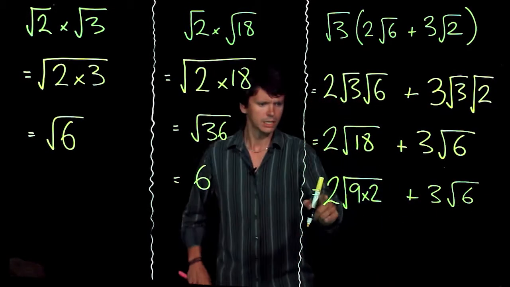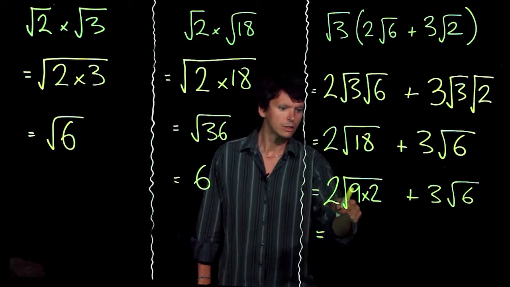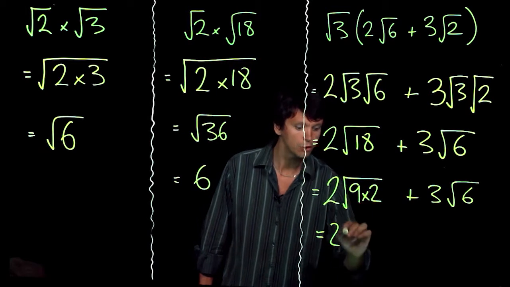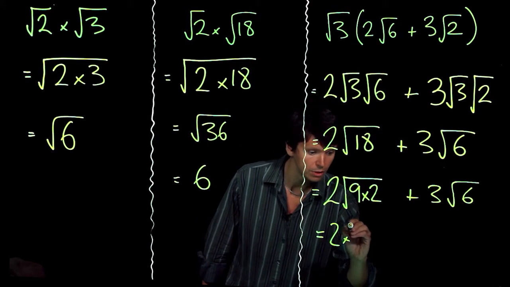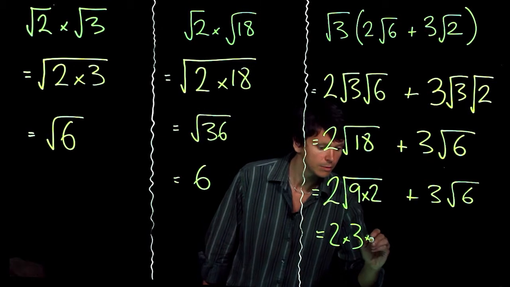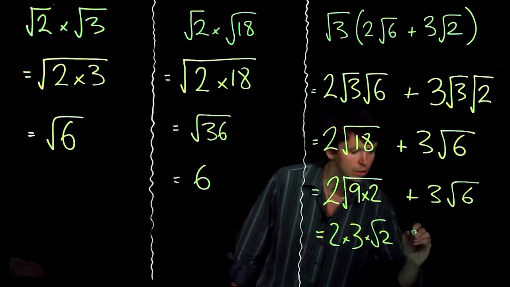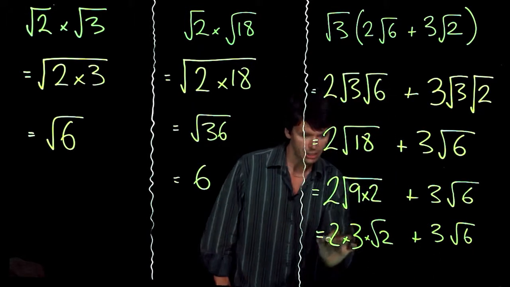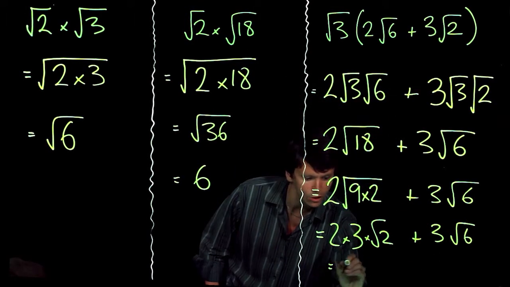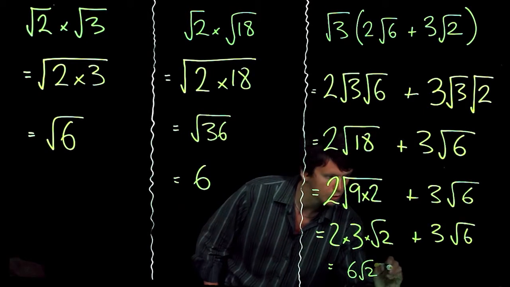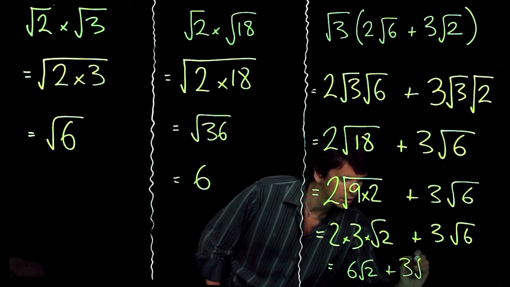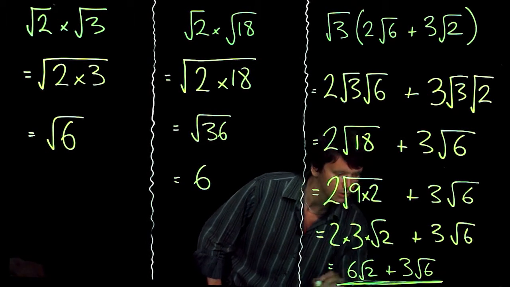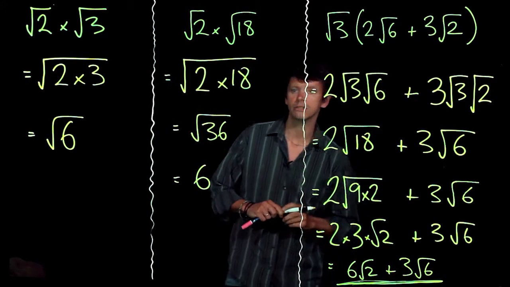plus 3 root 6 equals 2 times the square root of 9 times the square root of 2. Square root of 9, of course, is 3, times the square root of 2, plus 3 root 6. Finally, just tidying up, 2 times 3 is 6. So we have got 6 times root 2 plus 3 root 6. That would get the full marks because the surds there are in their simplest form.